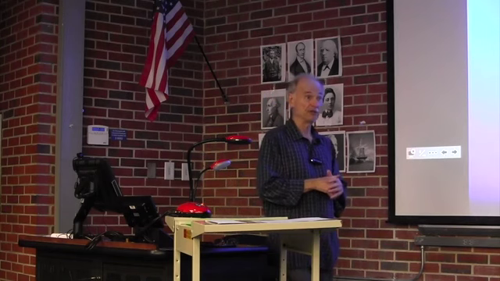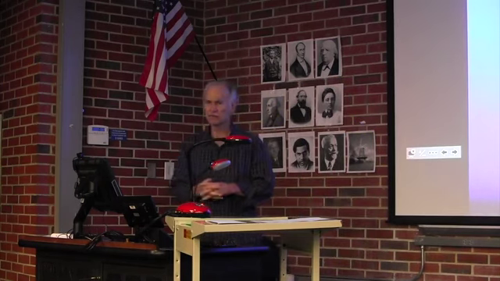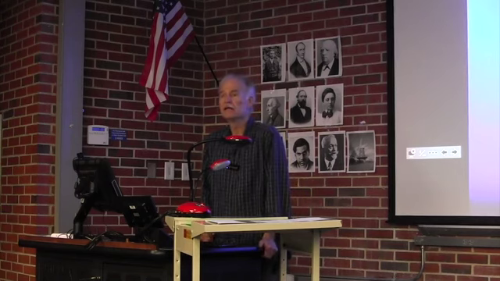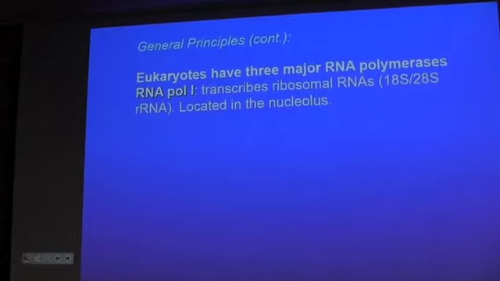Pol 1 is for the ribosomal structural RNAs, RNA polymerase 1. Pol 2 is for protein encoding genes. And Pol 3 is for a variety of small RNAs, mainly the tRNAs. There's a 5S ribosomal RNA there too, and some other small ones, kind of a grouping of odds and ends for Pol 3.